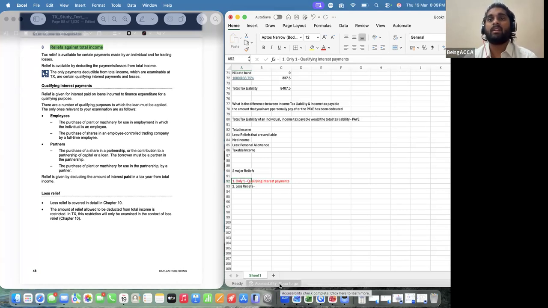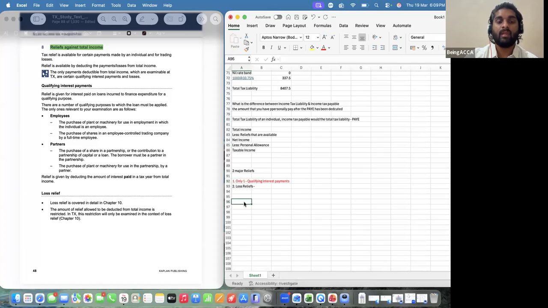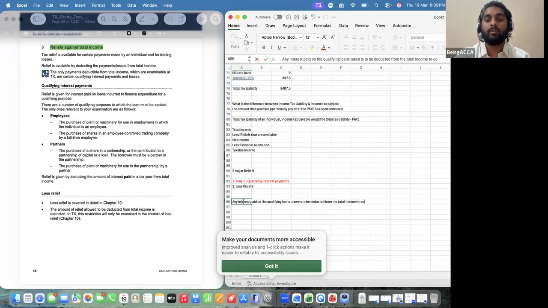Qualifying interest payments is nothing but we take a loan out for a specific purpose, and on that loan, we have to pay interest. So whatever that interest is being paid is always acting as a relief, but only in specific conditions. Any interest paid on the qualifying loans taken is to be deducted from the total income to compute your net income.